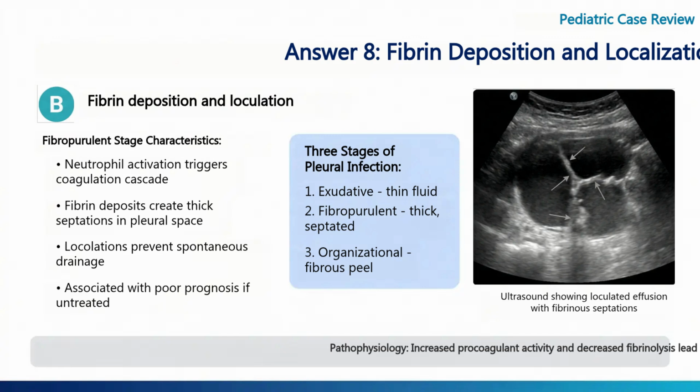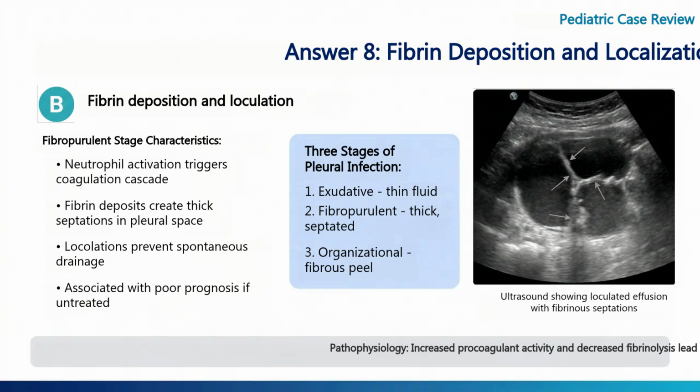This case illustrates the progression from the exudative stage to the fibropurulent stage of pleural infection. Neutrophil activation triggers the coagulation cascade, leading to fibrin deposits that create thick septations dividing the pleural space into separate compartments or loculations. These loculations prevent spontaneous drainage and are associated with poor prognosis if untreated.